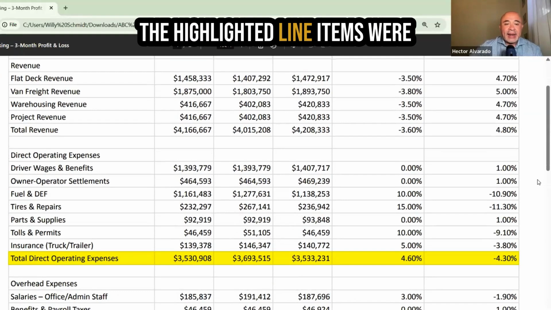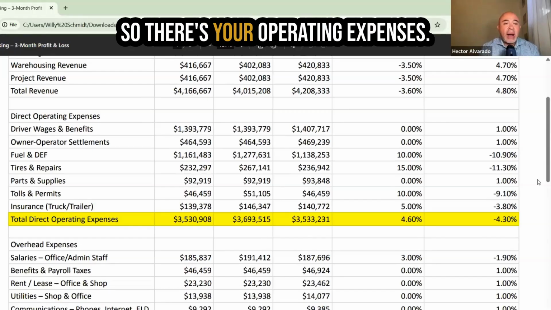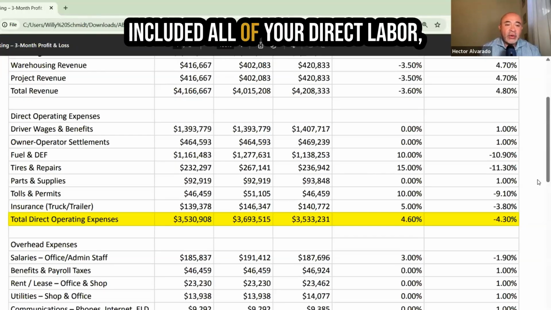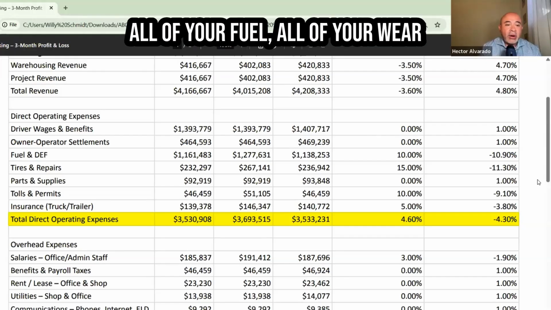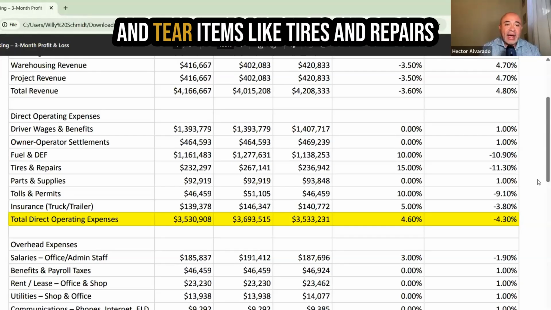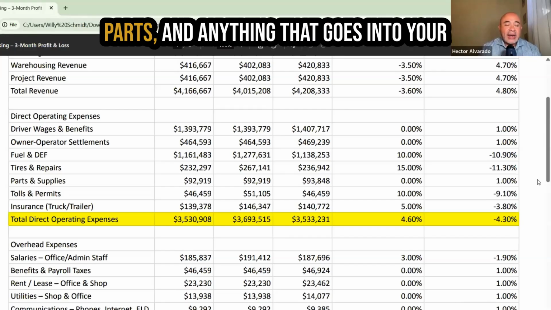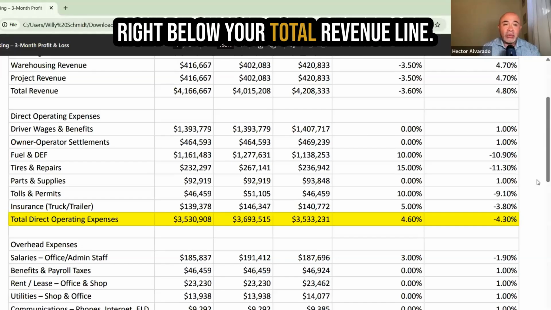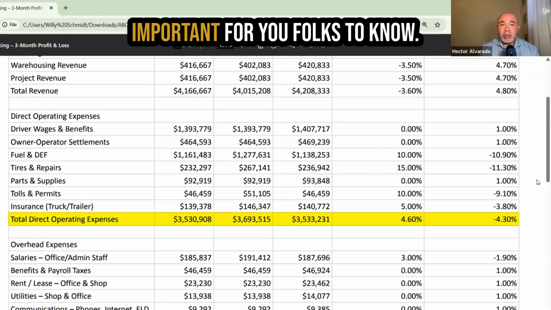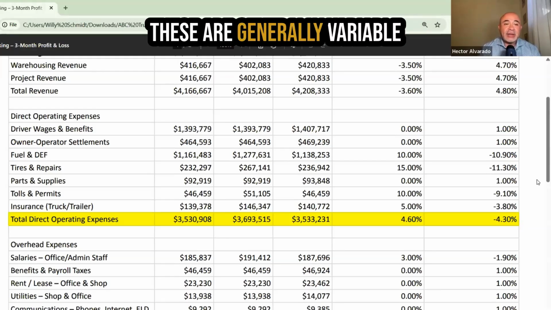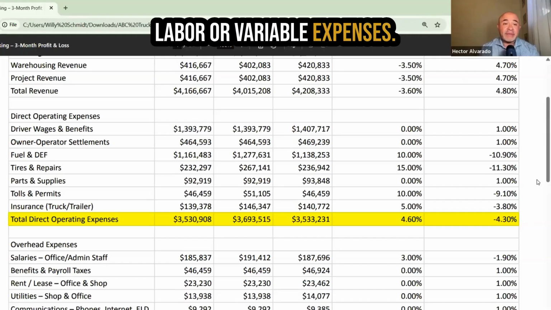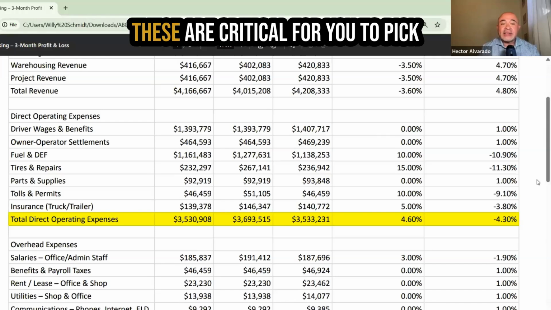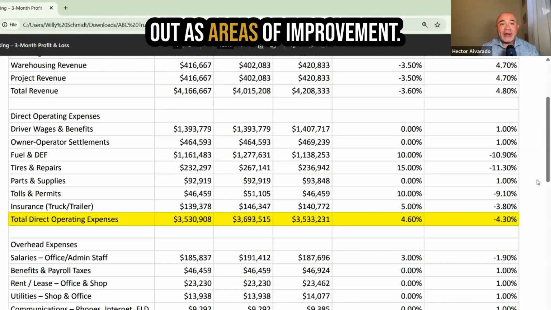The highlighted line items were the ones I wanted to talk about. So there's your operating expenses. That's what this means, that you have included all of your direct labor, all of your fuel, all of your wear and tear items like tires and repairs, parts, and anything that goes into your operating expenses will be captured right below your total revenue line. So that's something that's important for you folks to know. Okay. These are generally variable expenses. That's what happens in these categories. So understand them. These are critical for you to pick out as areas of improvement.